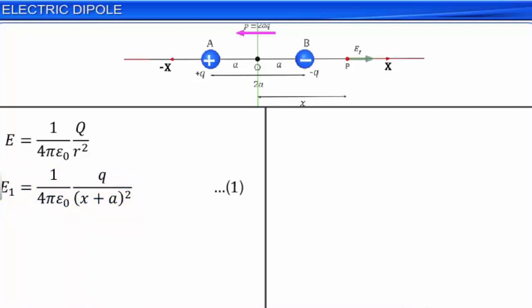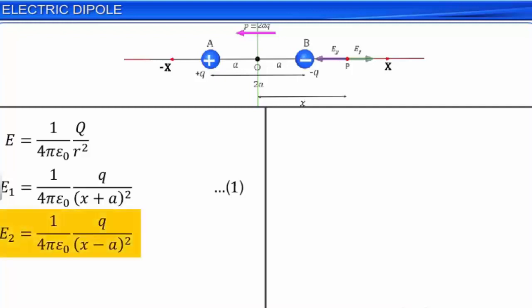Similarly, the magnitude of the electric field strength E2 due to the charge minus q is equal to 1 by 4 pi epsilon naught, q by (x minus a) squared. Let this be equation 2. The direction of this electric field is in the direction of the dipole moment. The point P is nearer to the charge minus q than the charge plus q. As the distance of the point P from minus q is less than that from plus q, the magnitude of the electric field strength E2 is greater than E1.